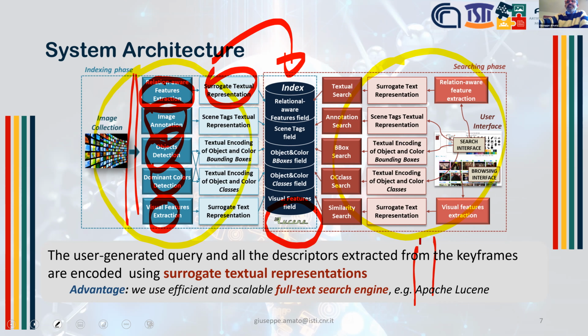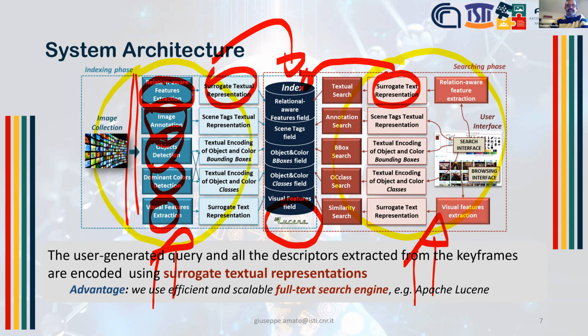On this part, we have the complementary to the indexing phase. So we have the searching phase. All queries are also translated into a kind of surrogate text representation, which is used to submit queries to the Lucene index. And we will see how this is done.